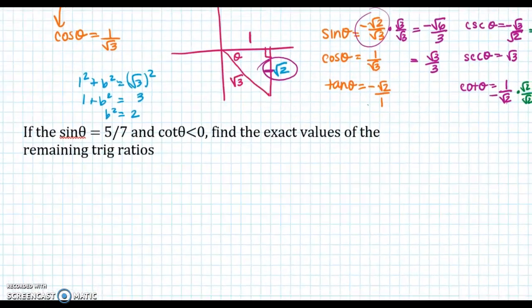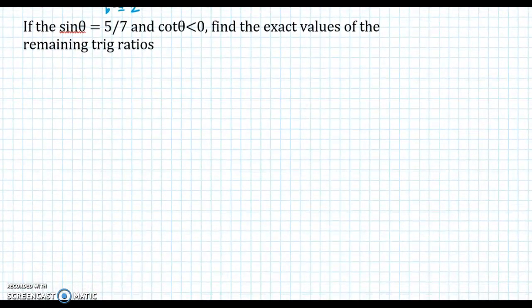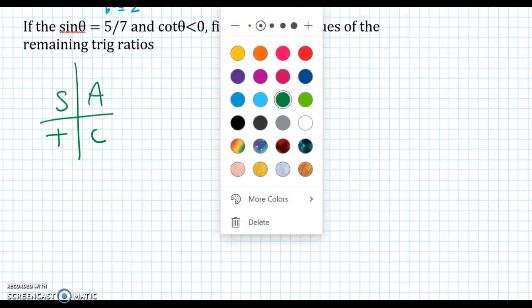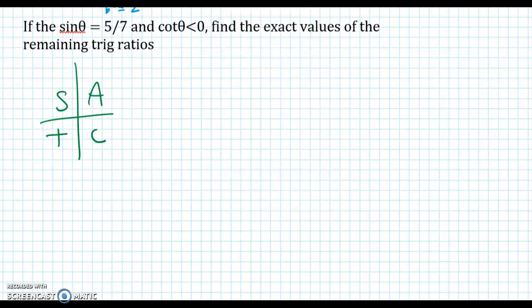Let's do one more just for good practice. So if I know the sine is 5 over 7, and I know that the cotangent is less than 0, find the exact value of the remaining trig ratios. So let's process of elimination, and let's figure out where we should be.